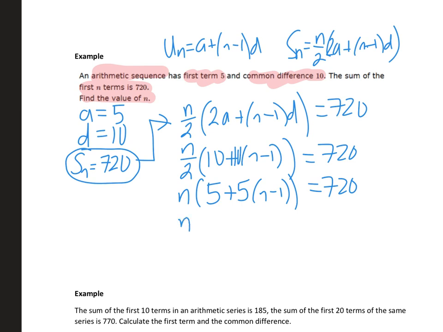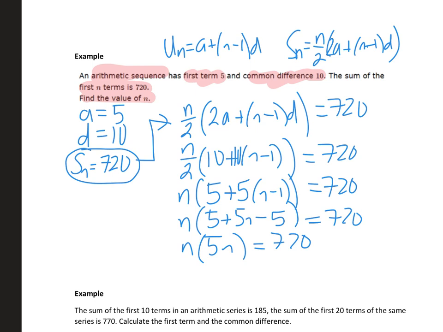Now I'm going to simplify the bracket inside. So I'm going to get 5 add 5n minus 5 equals 720. So that bracket just simplifies to the 5 cancel out, so I get 5n squared is 720. So if I divide both sides by 5, I get n squared is 720 divided by 5, which is 144.